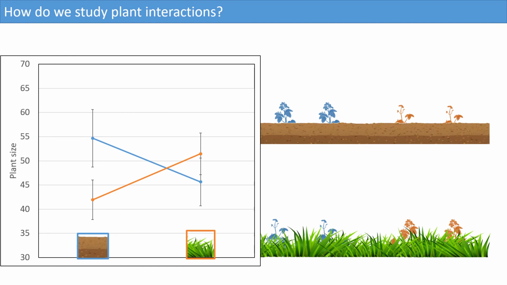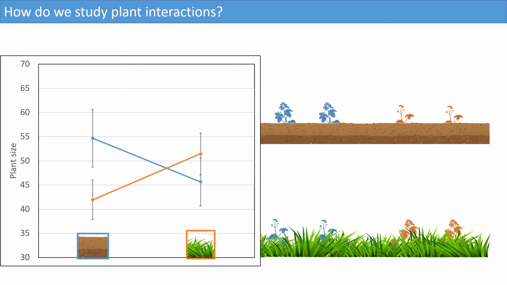Here is what this example looks like graphically. So the orange line corresponds to populations that have been grown with interspecific competition. The blue line corresponds to plants that have been grown without interspecific competition. On the left are the results when both of these populations are grown in an environment without competition, and on the right, both of these plants are grown in an environment with competition.